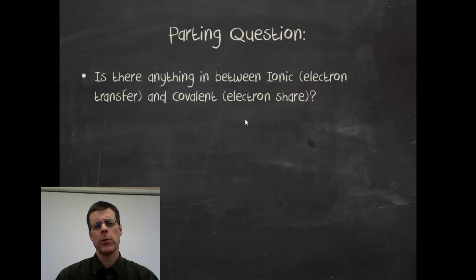Now, I want to leave you with a parting question, and I haven't forgotten about Dennis Rodman. Is there anything in between an ionic bond, or an electron transfer, and a covalent bond, where electrons are being shared? Is there anything in between? Can there be some kind of middle ground?